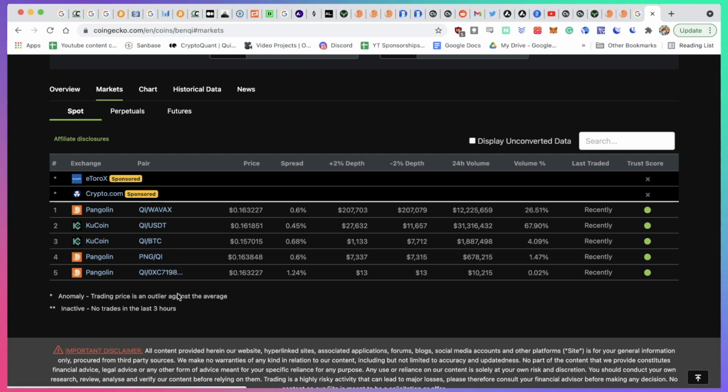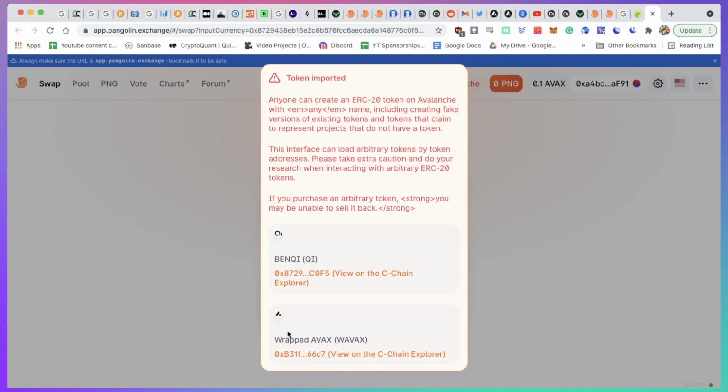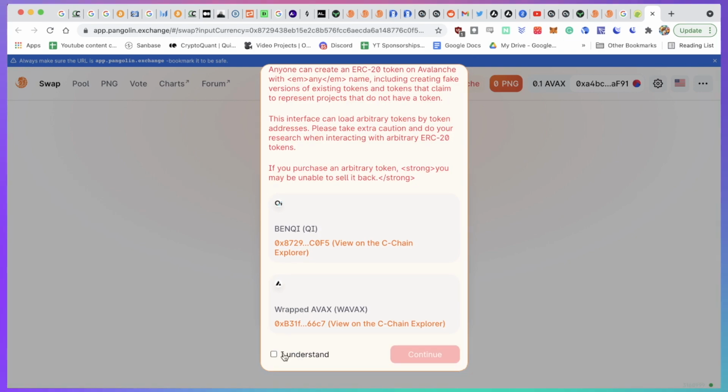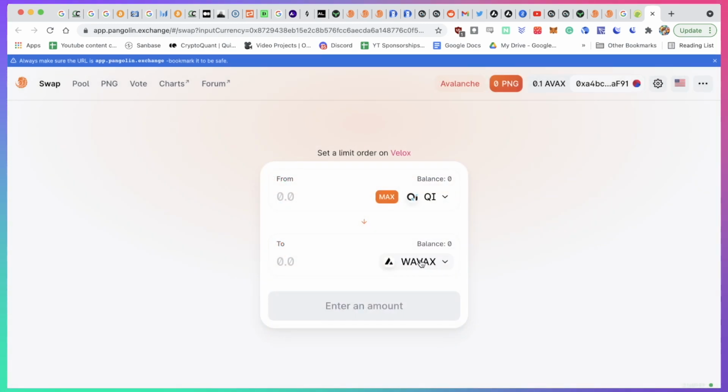You've got PNG Qi, and something else. I'm not really sure what that is. So basically I need some wrapped Avax tokens. So what I can just do is click on this and it will bring me to the correct assets. And this is the easiest way to find the assets you want to buy on any decentralized exchange. Click on continue. So here you need Avax.